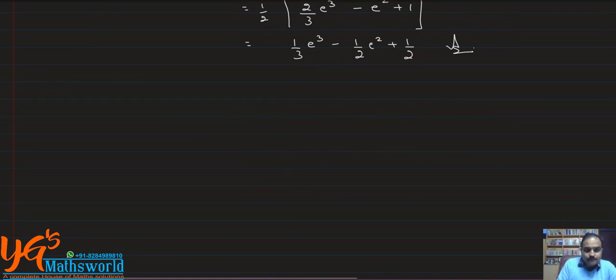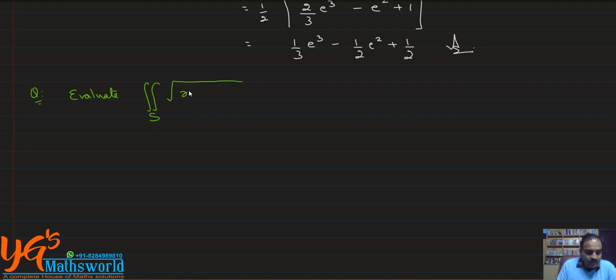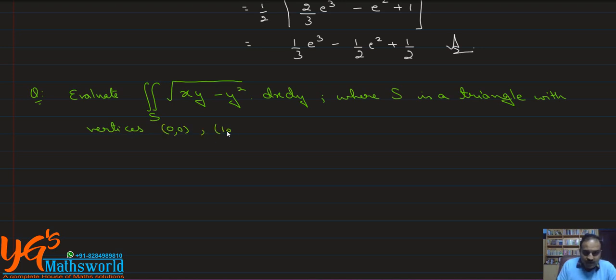Now the question is: evaluate the double integral over the region R of root of xy minus y square dx dy, where R is a triangle with vertices 0 0, that is the origin, 1 0, that is the coordinate, and the last coordinate 1 and 1. These are the three vertices of a triangle.